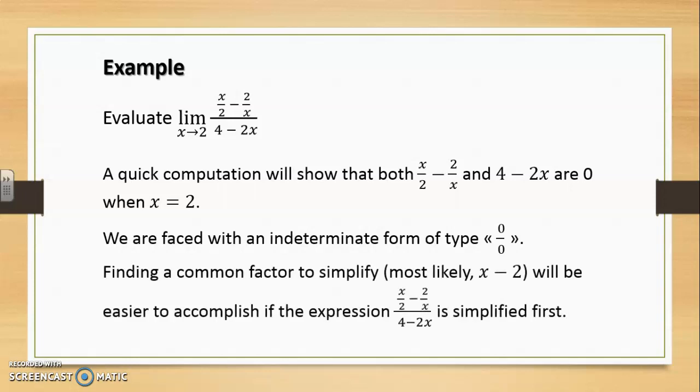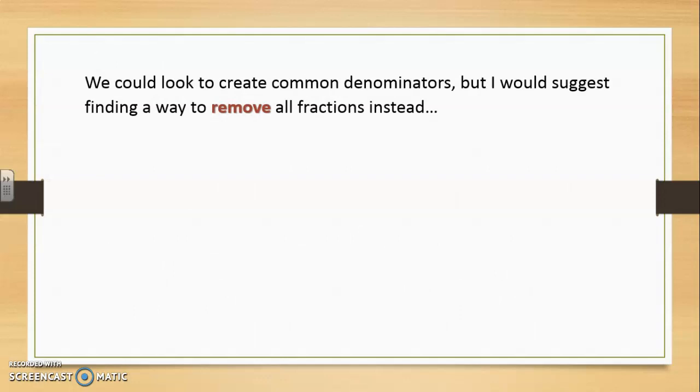Finding a common factor to simplify, again, most likely x minus 2 will be the factor we're going to have to look out for, since x going towards 2 is what's creating the 0 over 0 form that we have. Well, this will be more easily accomplished if the expression x over 2 minus 2 over x, all divided by 4 minus 2x, is simplified first.